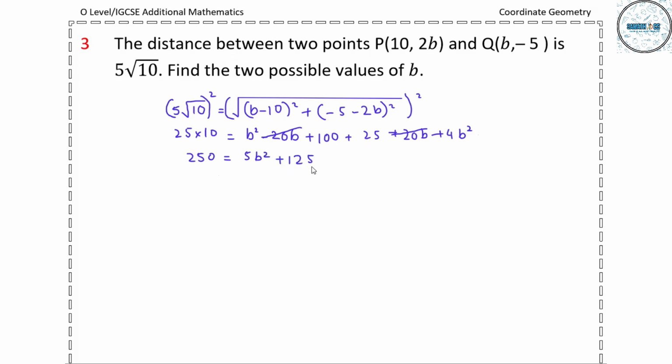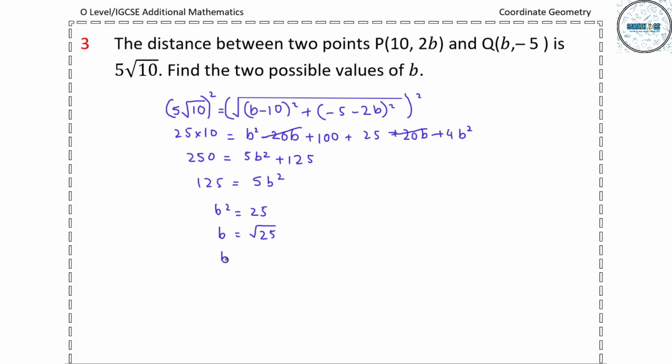Now 250 minus 125 is 125 is equal to 5b square. 125 divided by 5 is 25. So b square is equal to 25. And then we will take square root on both sides.